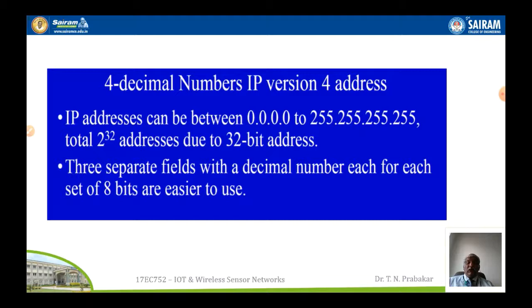And we have already seen what a 4-bit decimal number is, right? The IP version is 4. And as I said, 255.255.255.255 is possible. There are separate fields with a decimal number for each set of 8 bits for easier use.